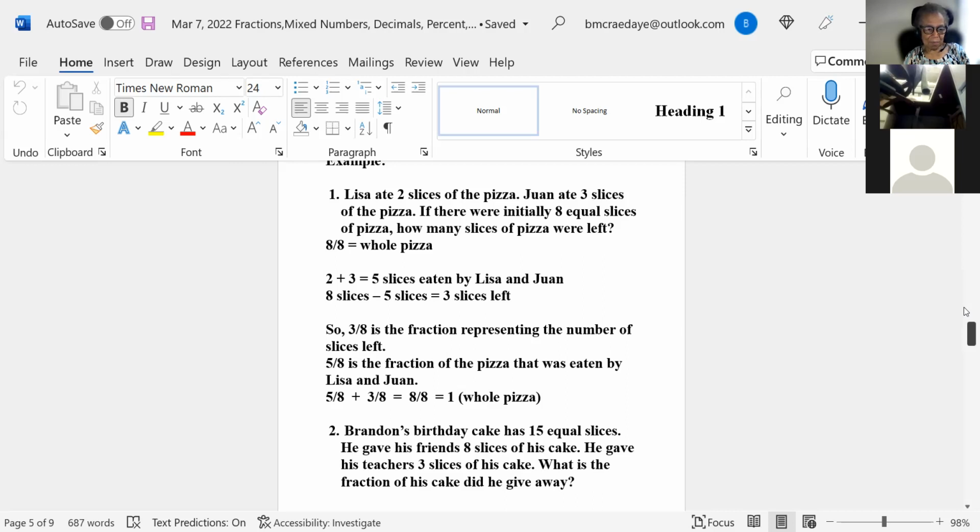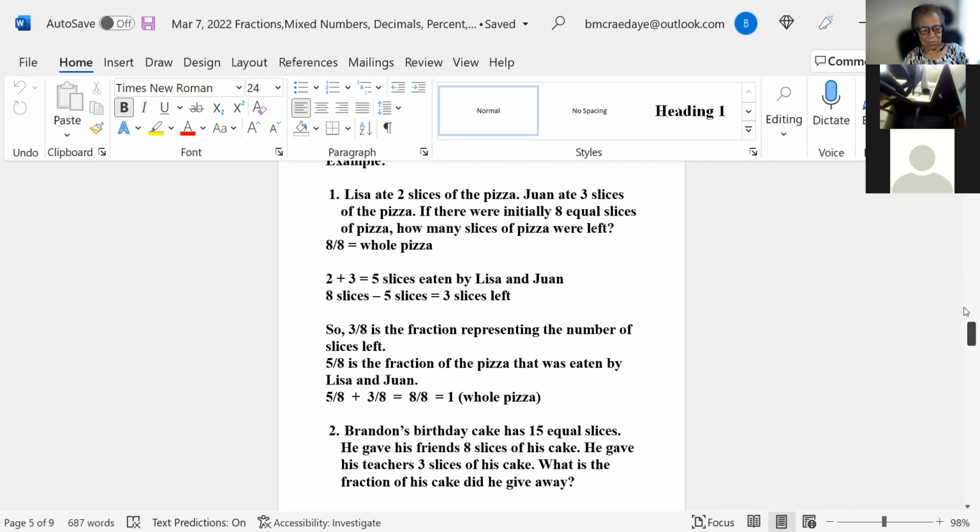Brandon's birthday cake has 15 equal slices. He gave his friend 8 slices of the cake. He gave his teacher 3 slices of the cake. What fraction of the cake did he give away?